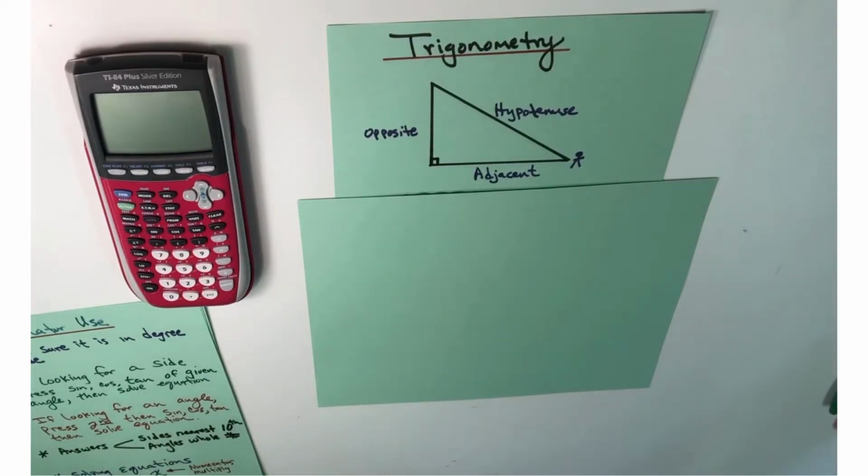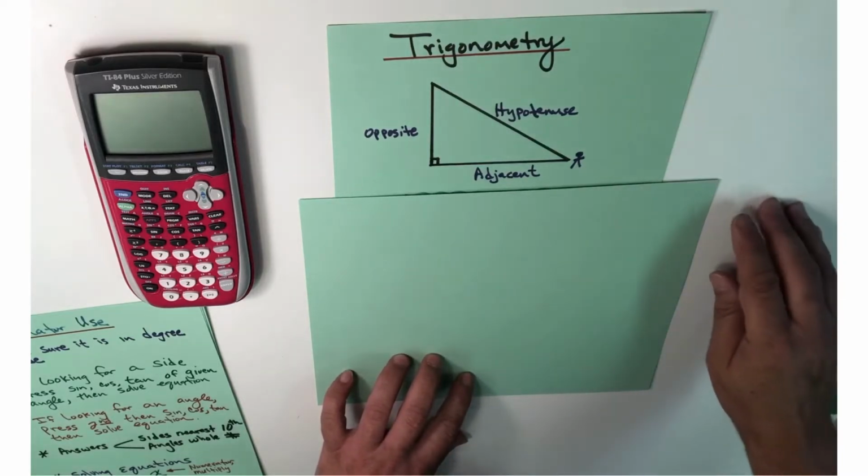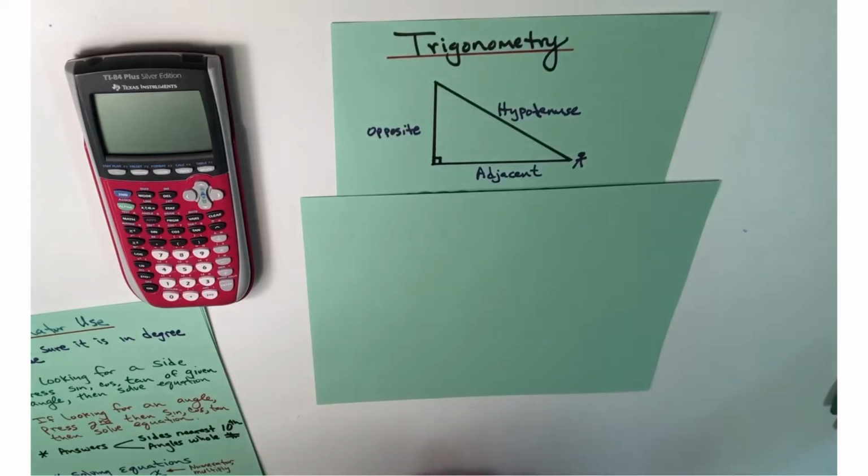Hello there. Our last lesson of this unit is trigonometry. Yes, I know the whole chapter is called trigonometry, but this particular one is called trigonometric ratios. And so I'm going to show you this triangle here and define some of the sides of the triangle.